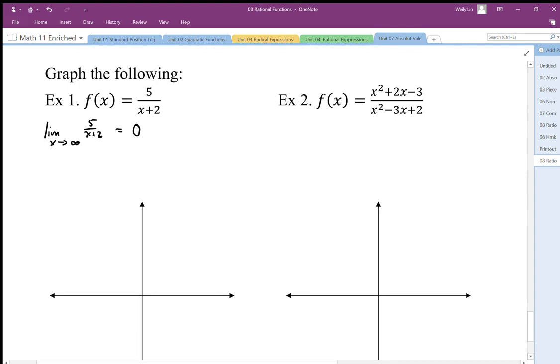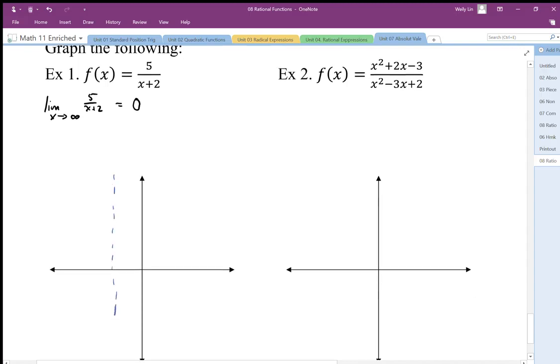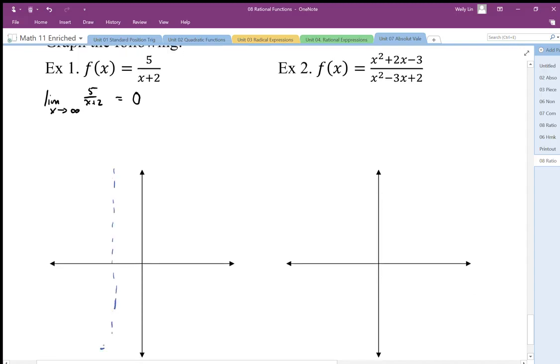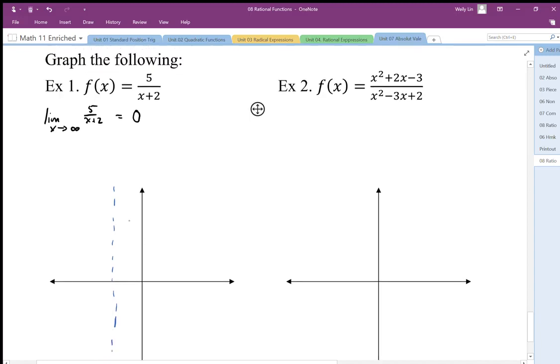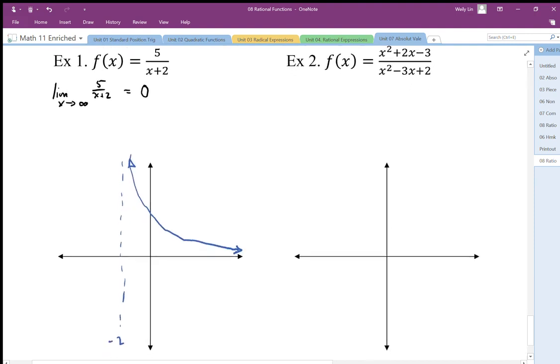And so when I graph this equation, I'm going to have a vertical asymptote at negative 2. I have a restricted value there. And it's going to go down to infinity. It's going to go up to infinity this way. So it's just going to go down to 0. As x gets really, really big, it's going to go down to 0.